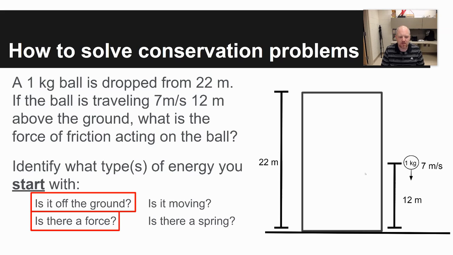So you begin with an object off the ground, you begin with potential energy, and you have some force acting on the ball. At the end of this scenario, what you have is a ball that is moving 7 meters per second, and you have a ball that is still off the ground. It hasn't hit the ground yet. It's still 12 meters off the ground.